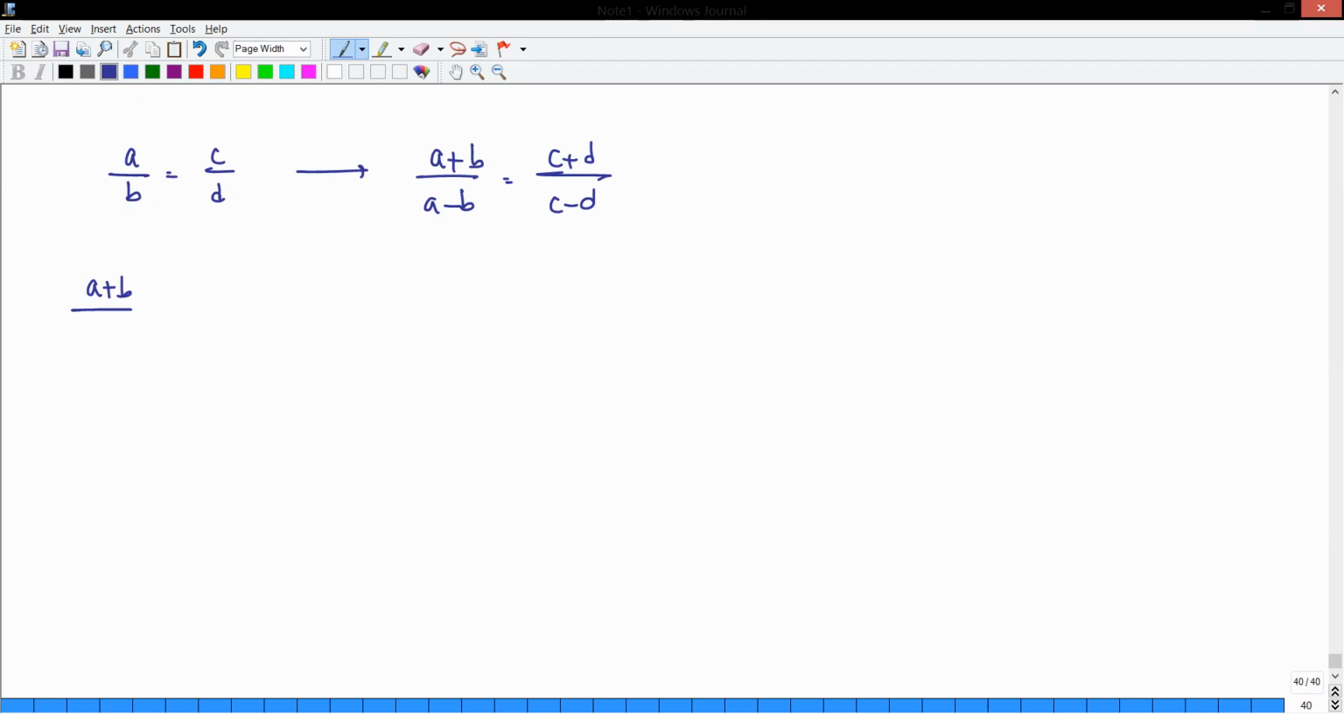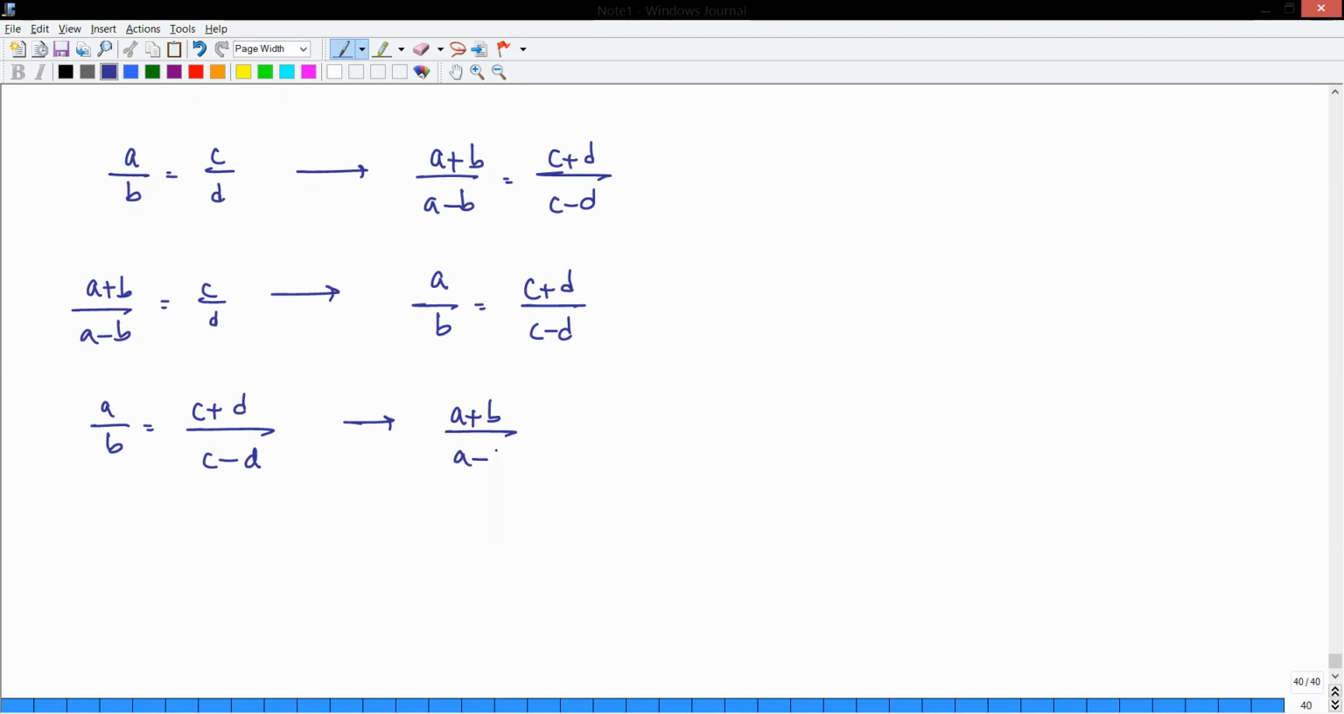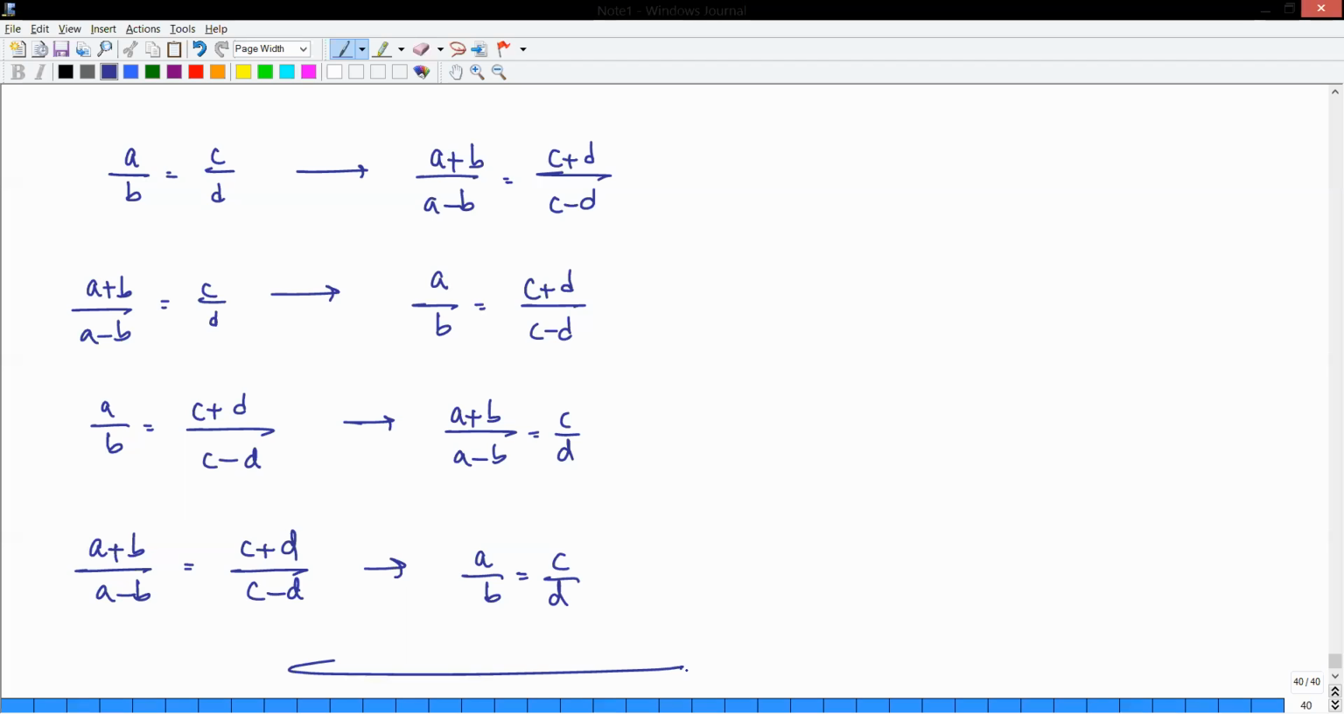Suppose if you have A plus B by A minus B equal to C by D, you can again convert it into A by B equal to C plus D by C minus D. And if you have A by B equal to C plus D by C minus D, you can convert it into A plus B by A minus B equal to C by D.